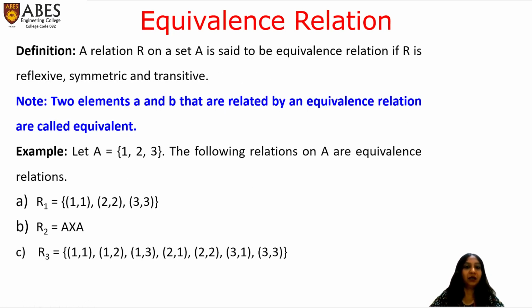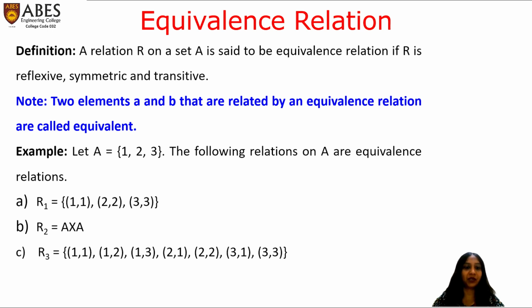A relation R on set A is said to be an equivalence relation if R is reflexive, symmetric, and transitive. That means for the relation to be an equivalence, it should satisfy the three conditions, that is reflexive, symmetric, and transitive. Two elements a and b that are related by an equivalence relation are called equivalent.